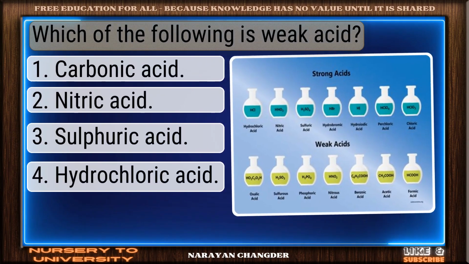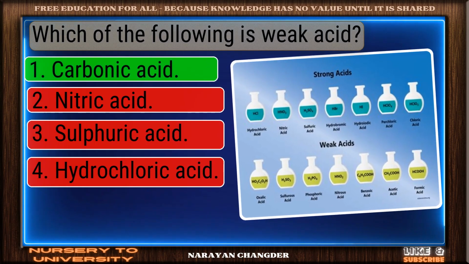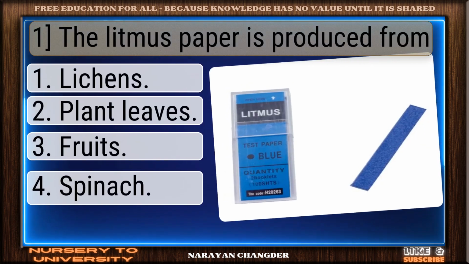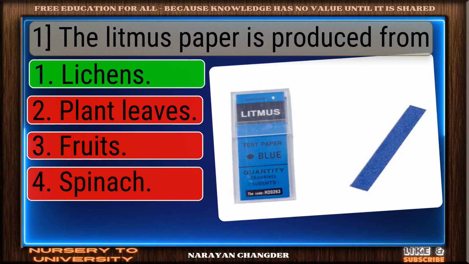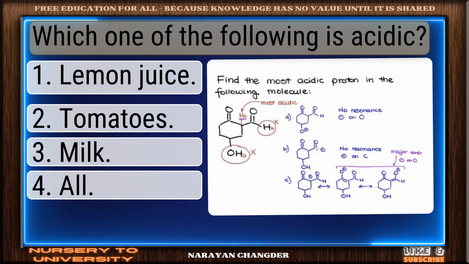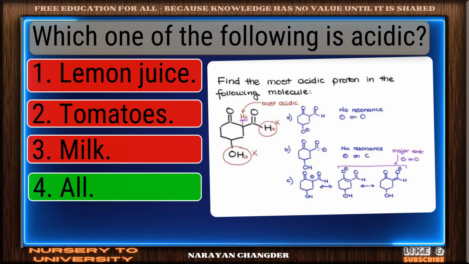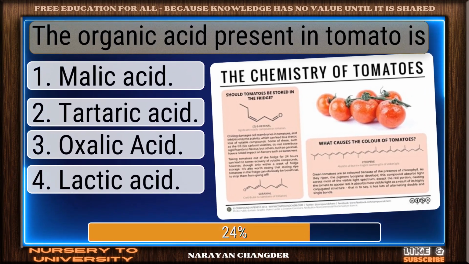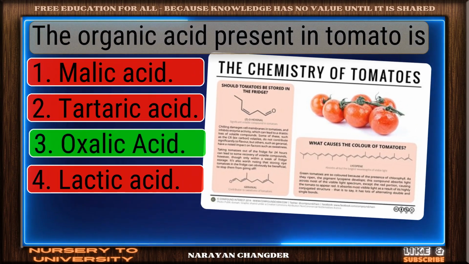Which of the following is a weak acid? Smart move. Carbonic acid is the accurate answer. The litmus paper is produced from... Excellent. Lichens is well reasoned. Which one of the following is acidic? Strong choice. All is right. The organic acid present in tomato is... Right again. Oxalic acid is valid.